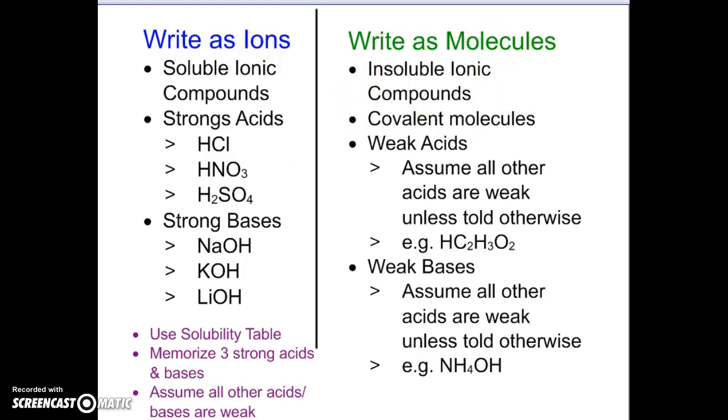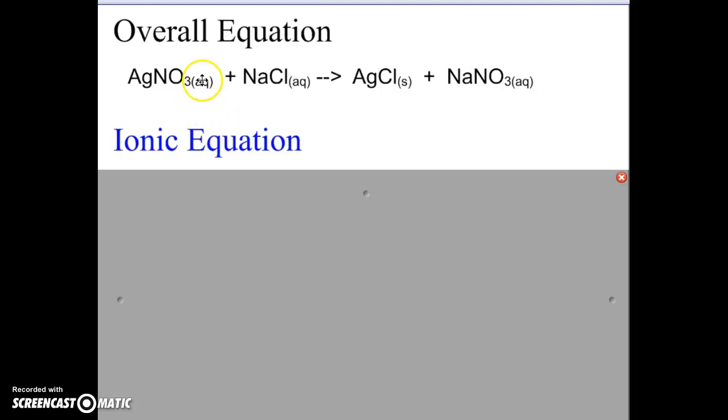So going back to this equation over here, we can see that silver nitrate is aqueous. We're going to write that as ions. Sodium chloride, aqueous. Sodium nitrate, aqueous. But silver chloride, because it is a precipitate, the solid that forms from the chemical reaction, we're going to keep together as a molecule. Stop the podcast and try to do this on your own. That's the best way for you to practice if you understand what I'm talking about.